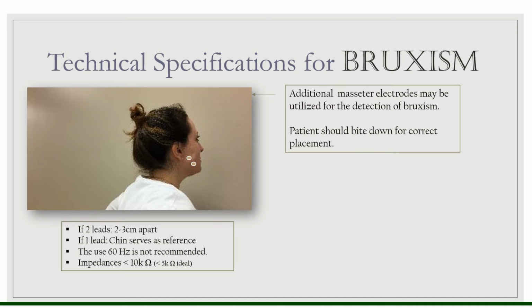The legs, we would put them 2 to 3 centimeters apart, or 1/3 the length of the anterior tibialis muscle, whichever one is shorter, not longer, shorter. If we're only using 1 lead, then the chin serves as a reference. The use of a 60 hertz filter is not recommended. Our impedances, again, since they are muscle leads, we still want the impedances to be less than 10,000 ohms. Again, less than 5,000 is ideal.